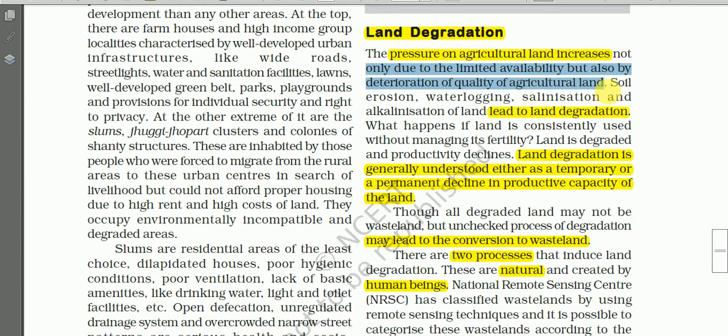And soil erosion, waterlogging, salinization and alkalinization of land lead to land degradation. So these are the immediate causes of land degradation: soil erosion, waterlogging, then salinization, and alkalinization of land.